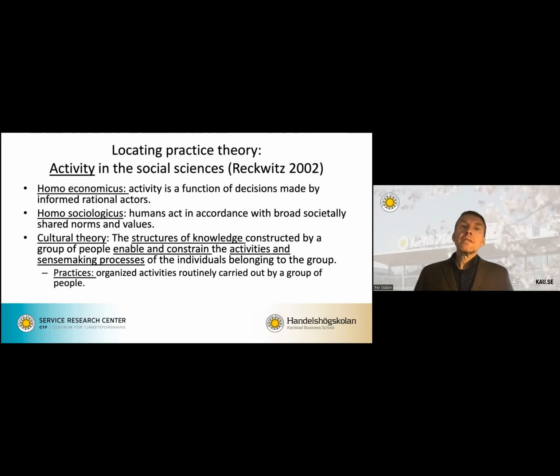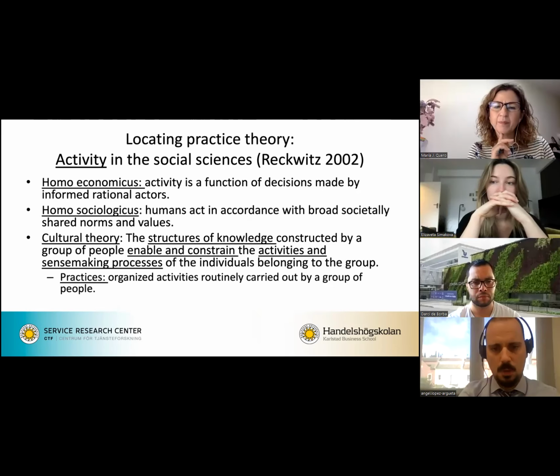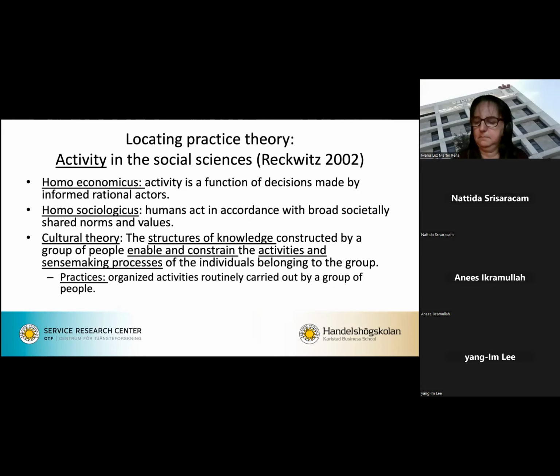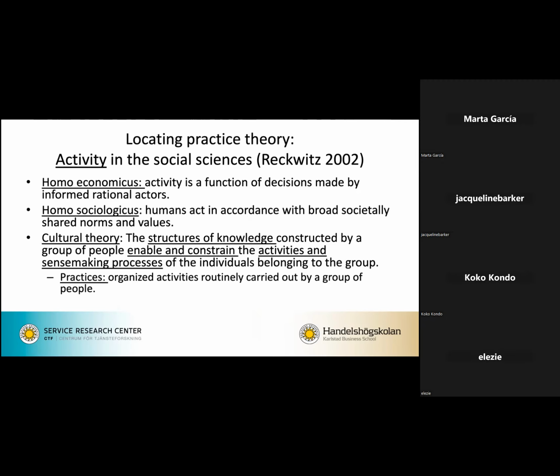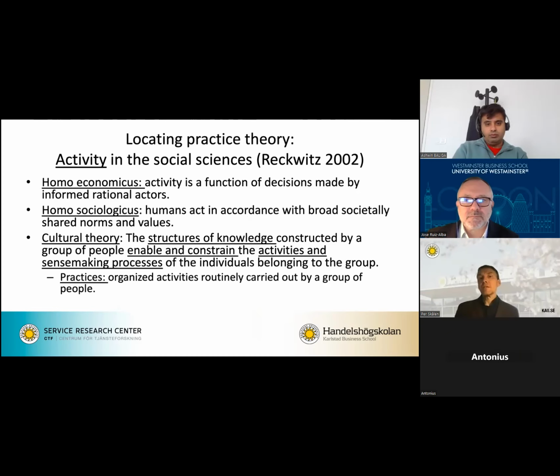So you see here different types of understanding activity in the social sciences. You can draw on a classical economic perspective, focusing on rational actors that take rational decisions, and activities emerge from these rational decisions, so to speak. Then you have the sociological perspective that focuses on social structures, norms, and values, and how people behave according to these. And then you have culture theory or culture theories, which takes a kind of middle position.